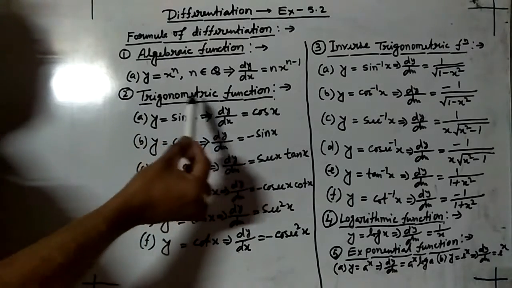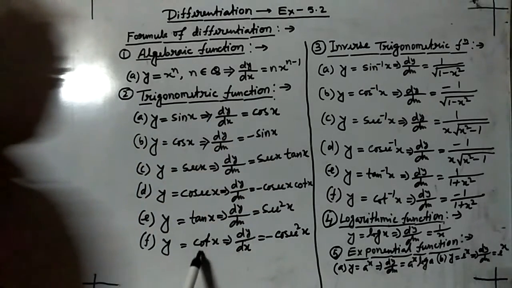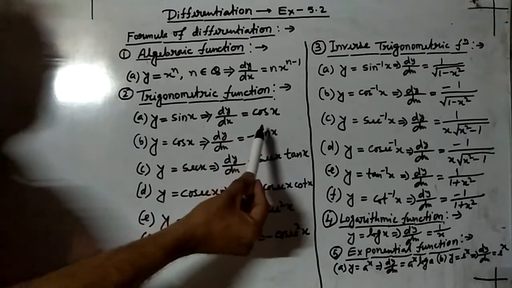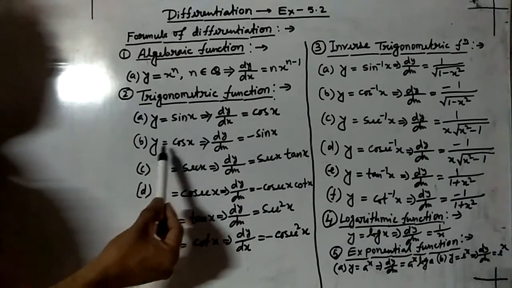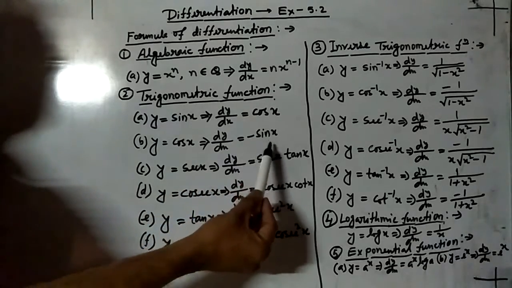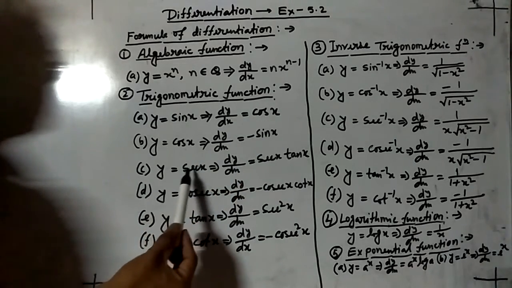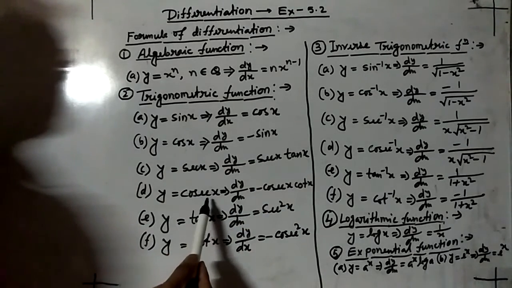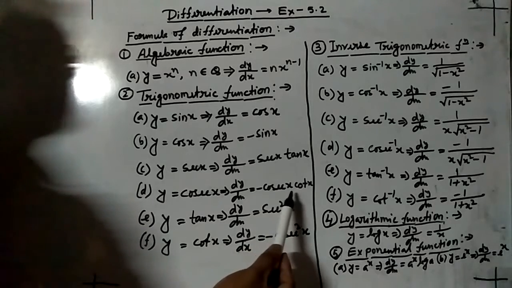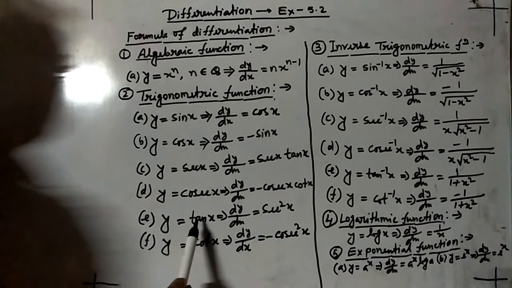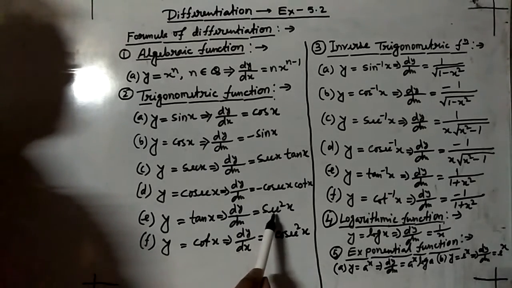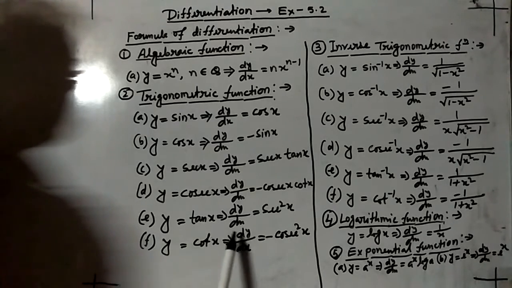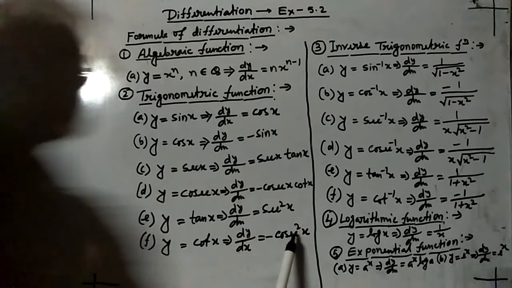Second formula is trigonometric functions. 6 types of trigonometric functions we are getting. y equals sin x, then dy by dx equals cos x. If y equals cos x, then dy by dx is minus sin x. If y equals sec x, then dy by dx equals sec x tan x. If y equals cosec x, then dy by dx is minus cosec x cot x. If y equals tan x, then dy by dx is sec square x. And last one is y equals cot x, then dy by dx equals minus cosec square x.